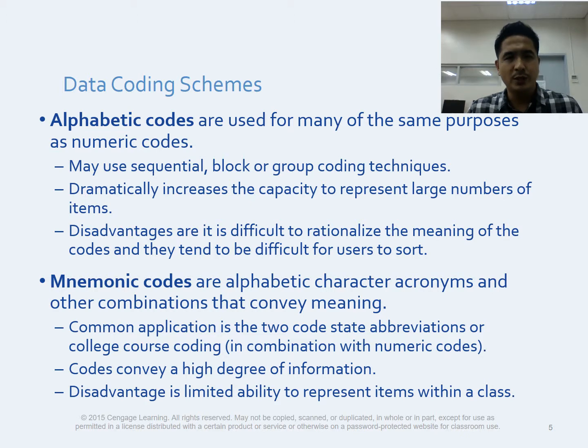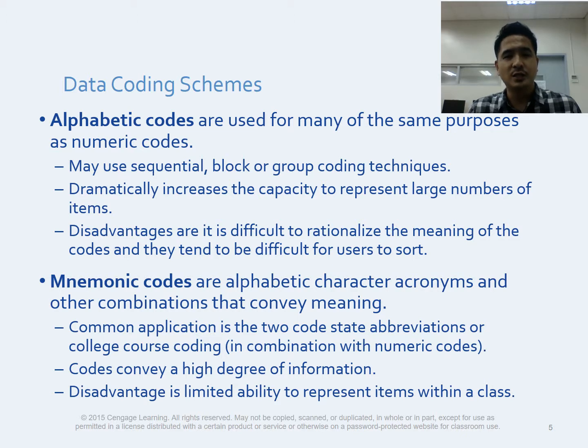Next is the mnemonic codes. In mnemonic codes, you can use acronyms or other combinations to convey meaning. In this example, it is mentioned that the codes are state abbreviations. You can abbreviate or use acronyms, for example, NY, New York, or for the course, it's AMV, CFAD. For abbreviations, you can use commerce, MED. It conveys a high degree of information because if you are coded with AMV, it means that you are an accounting student. If you're coded with pharma, meaning you're a student of pharmacy.